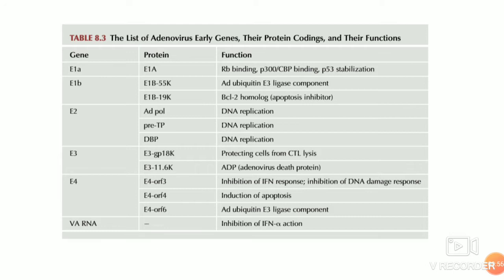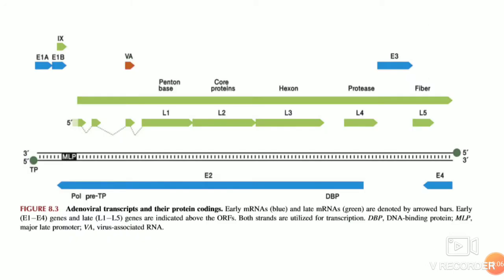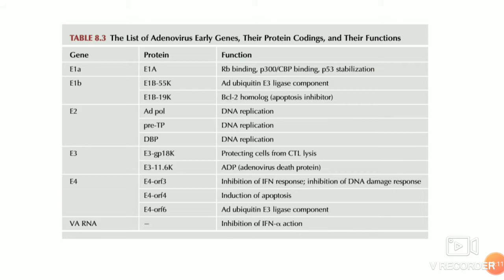E4 gives out 3 transcripts. E4ORF3, which inhibits the interferon response by inhibition of DNA damage response. E4 also gives out two other transcripts, ORF4, which helps in inducing apoptosis. ORF6 is important because it has an adenovirus ubiquitin E3 ligase component, and there is one more component, E1B55K, that is also an E3 ligase component.